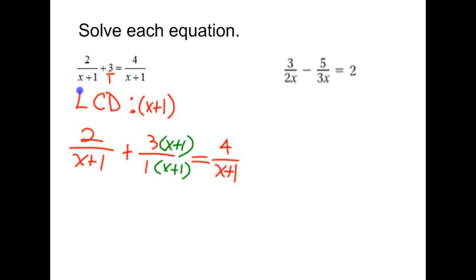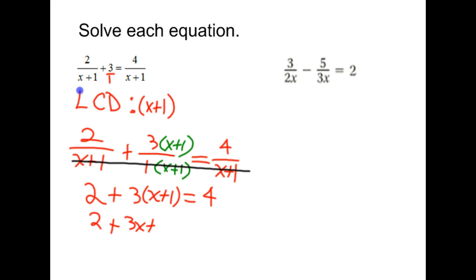Now, the beauty of this method is, if you can make each term have the LCD, or make them have matching denominators, you actually just get to cancel out those denominators and write a new equation from only the numerators. So I can create a new equation that says simply 2 plus 3(x plus 1) equals 4. By canceling out those denominators, notice I don't have an equation with a fraction in it anymore. This is a pretty basic equation to solve. At this point, I can just say 2 plus 3x plus 3 equals 4. Combining like terms, I get 3x plus 5 equals 4.